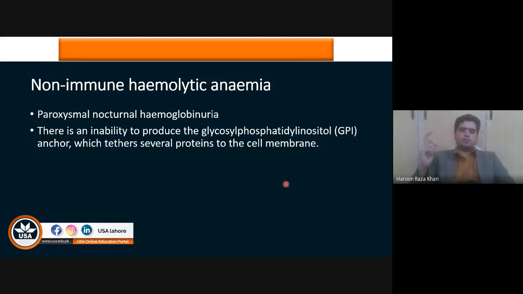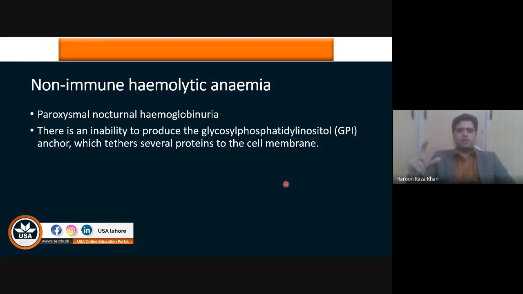Again, diagnosis is by checking the deficiency of these GPI-anchored proteins by a process called flow cytometry. Treatment of this case is usually supportive, and by supportive I mean blood transfusions are the main way of treating this hemolytic anemia.